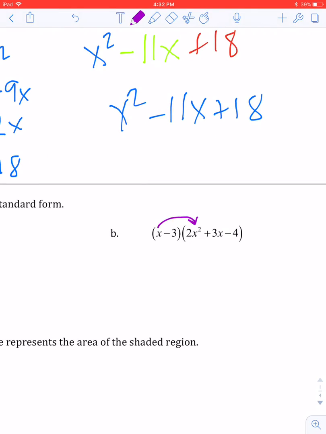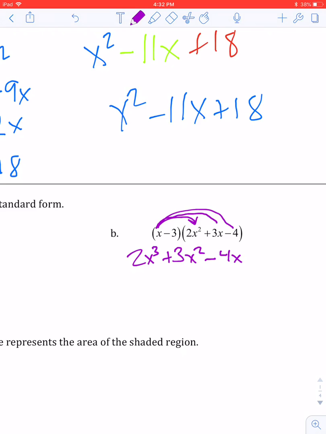I've got x, that's going to my 2x squared. Coefficients are just 2 times 1, so that's just 2. And then I'm going to get x to the third by adding my exponents. I know it's a 1 for the first term x, and the 2 is shown right there. Now I'm going to take my x, that's going to go to 3x. What is x times 3x? That's just positive 3x squared. And then this is going to go to the last term of negative 4. Negative 4 times x is just minus 4x.